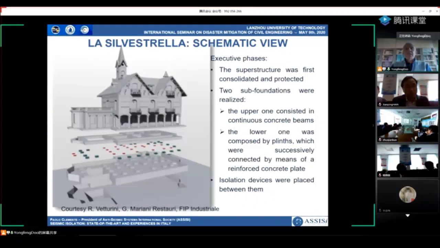A very recent application regards cultural heritage in L'Aquila. This is a very nice house, and in this case, 2 new foundations were realized. The upper one is a continuous concrete beam, and it is linked to the masonry walls, the upper masonry walls. The lower foundation is composed of plinths which were successively connected by means of a reinforced concrete plate, of course, and the isolation devices were placed between the first and the second foundation.